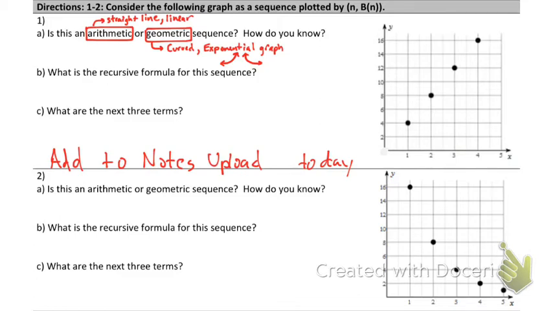Okay, so let's start answering this problem. We have a sequence here. What I like to do is plot these points. This is 1, 4. This one is 2, 8. The next one is going to be 3, 12. And then the last one is going to be 4, 16.